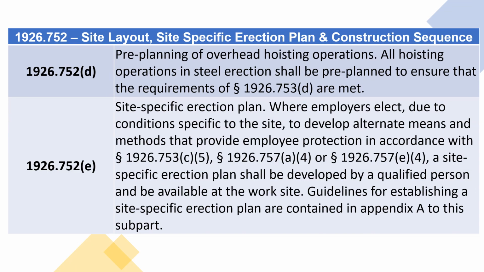1926.752(d) Pre-planning of overhead hoisting operations. All hoisting operations in steel erection shall be pre-planned to ensure that the requirements of Section 1926.753(d) are met.